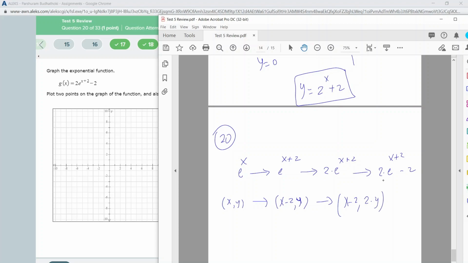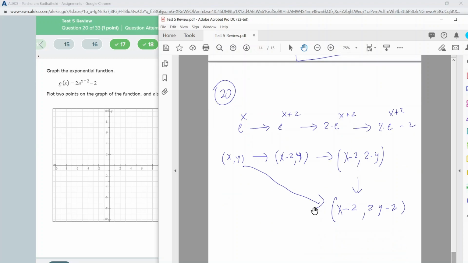So the point will now be (x minus 2, 2 times y). Finally, you are subtracting 2 from the previous stage, so finally (x minus 2, 2 times y minus 2). So any point (x, y) from this original exponential function becomes (x minus 2, 2y minus 2). As you know, the horizontal asymptote of e to the power x is the line y equal to 0. Because you are shifting this graph 2 units down, the horizontal asymptote would be y equal to -2.